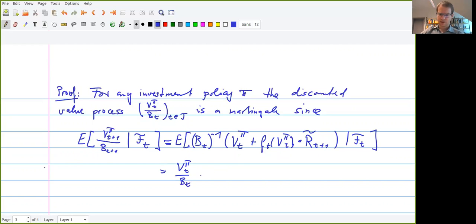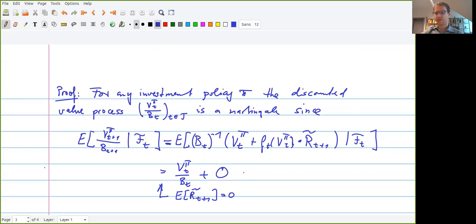And now this is deterministic, so I can pull it out. This is F_t measurable, so I can pull it out. So I have here, and this is independent by the independence assumption, exactly the expected value of the discounted returns at time t plus 1, which I assume to be 0.